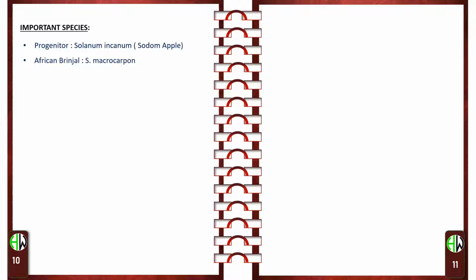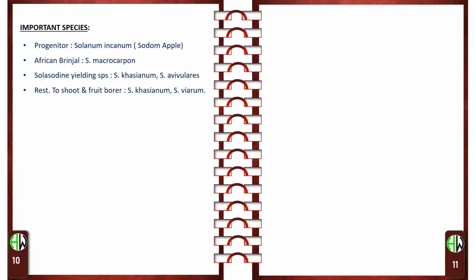Important species of brinjal are: progenitor, Solanum incanum, Sodom apple. African brinjal, Solanum macrocarpon. Solasodine yielding species, Solanum khasianum, Solanum viarum. Resistant to shoot and fruit borer, Solanum khasianum, Solanum viarum. Immune to Phomopsis blight, Solanum xanthocarpum. Resistant to little leaf, Solanum sisymbriifolium.